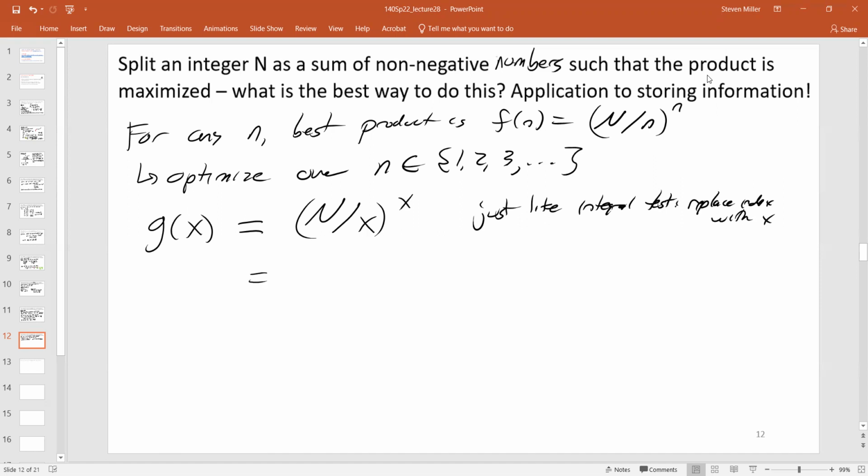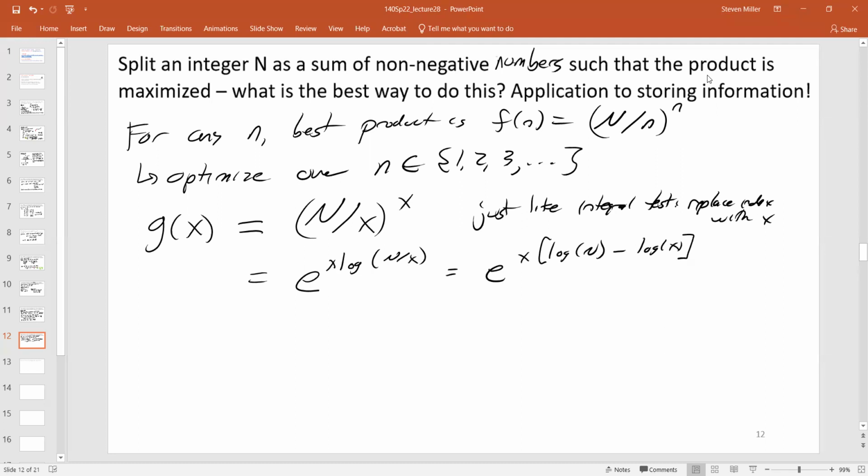So I can write this with a little bit of algebra as e to the natural log of (N over x) times x, or e to the x times (natural log of N minus the natural log of x). And remember that we use log to mean natural log in college. And if you're not sure if this is correct, just take the log of both sides. The log of (N over x) to the x is just x natural log of N over x. When we take the log of this, we just get x natural log of N over x. Right, so these are the same.